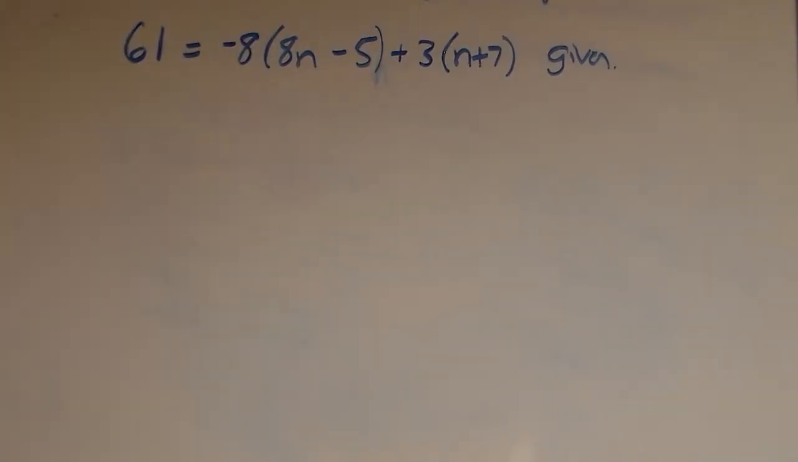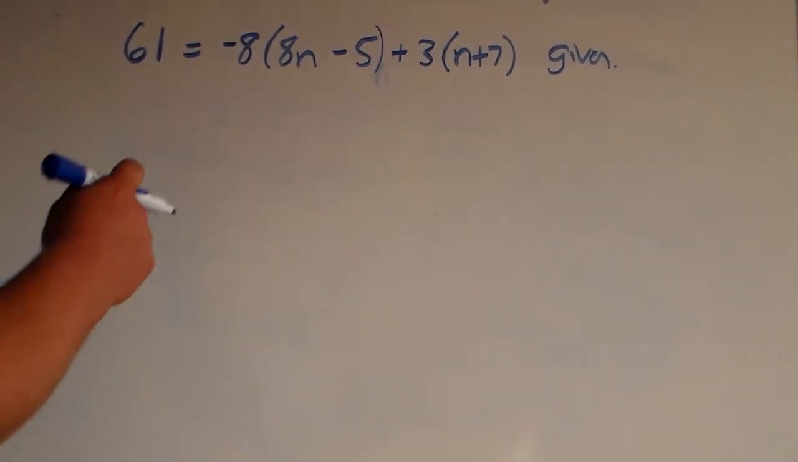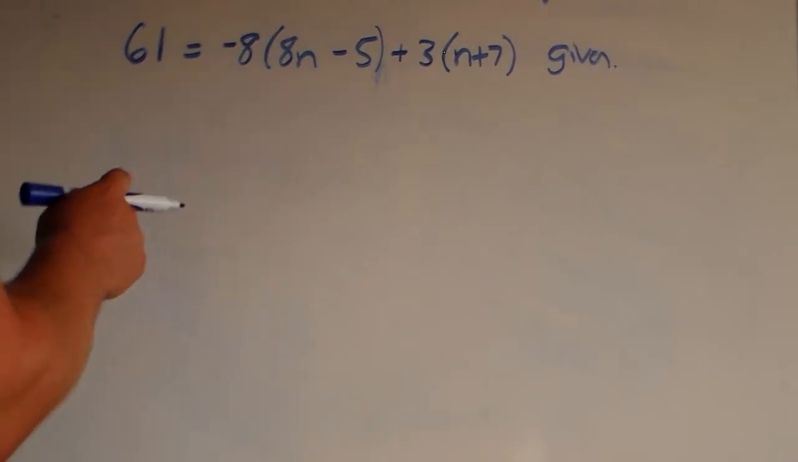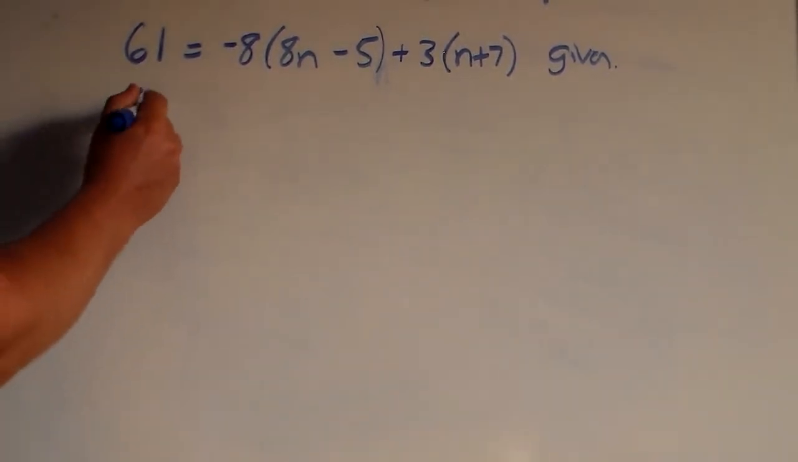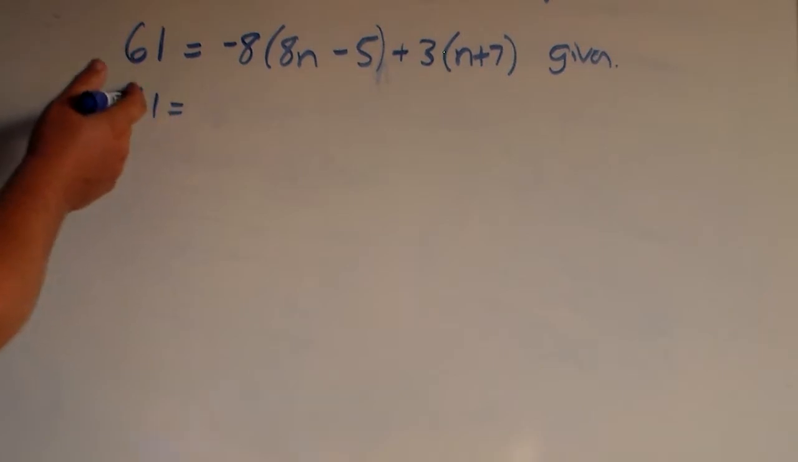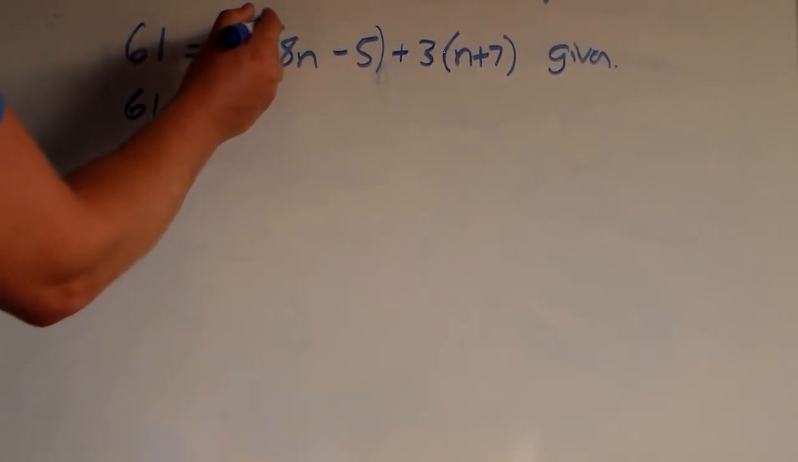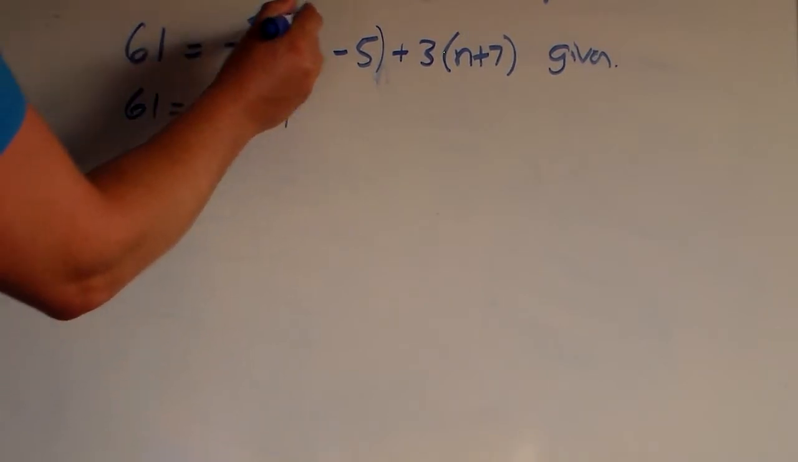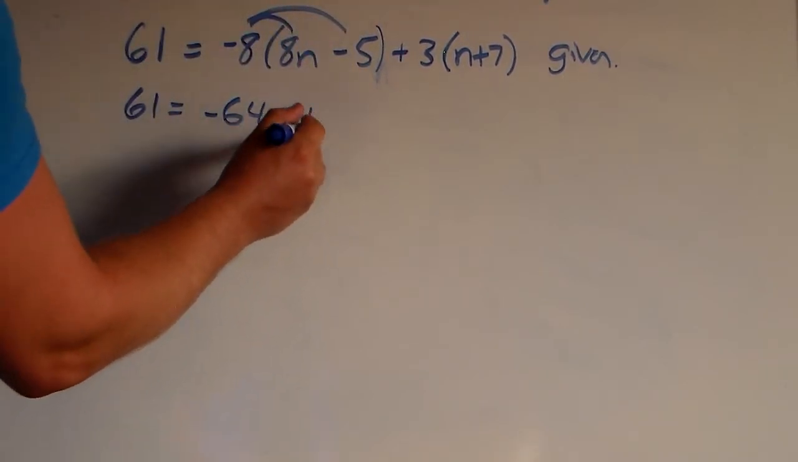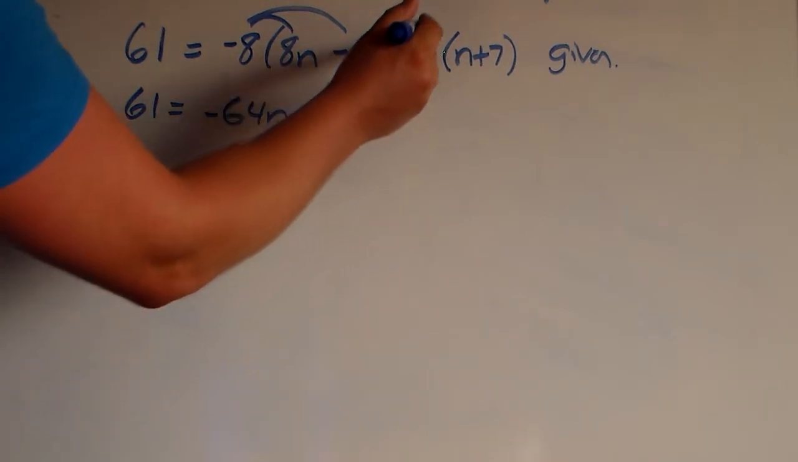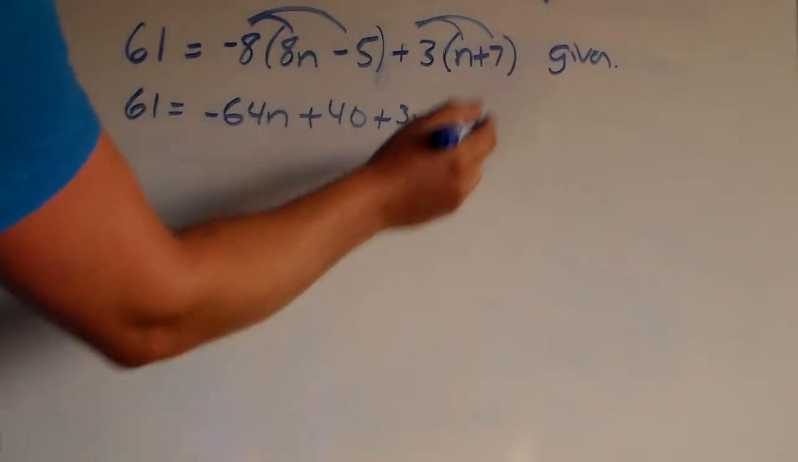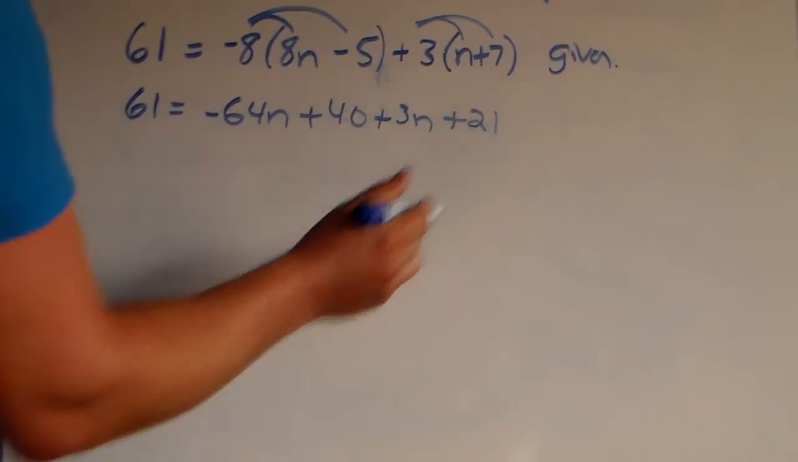Alright, this is problem number 8. We have 61 equals negative 8 times 8n minus 5, and then plus a positive 3 being multiplied to n plus 7. So, that was our given problem. We're going to rewrite 61 equals. Now negative 8 times 8n gets us negative 64n. Negative 8 times negative 5 gets us positive 40. Then 3 times n gets you a positive 3n. And then 3 times 7 gets us positive 21.